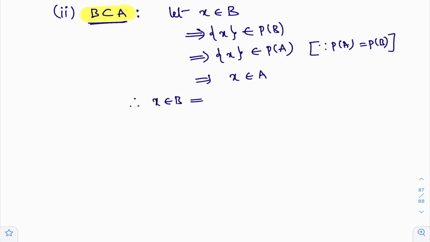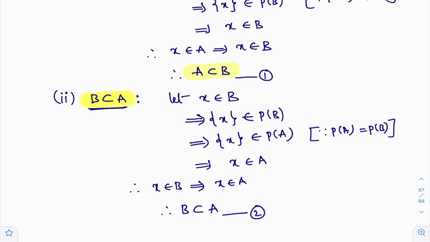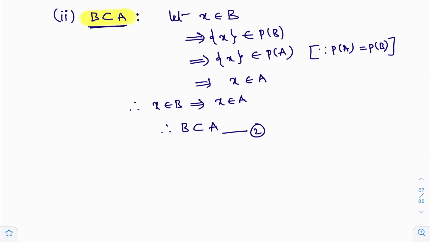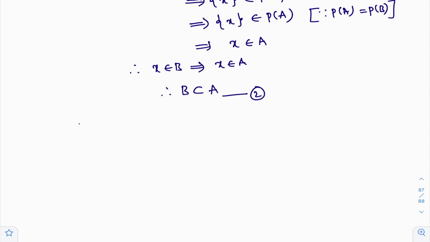I started with X belongs to B. At the end, I got that X belongs to A. From this, what can I say? I can say that B is a subset of A. Observe, the first one is what? The first one is A is a subset of B. The second one is B is a subset of A. So what can I say here? Therefore, from 1 and 2, we can say that A equals B.